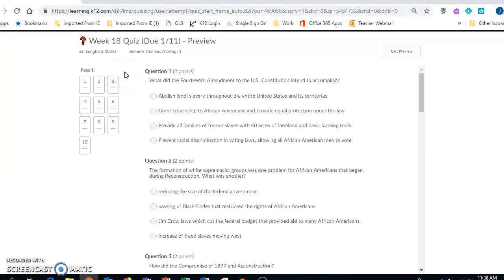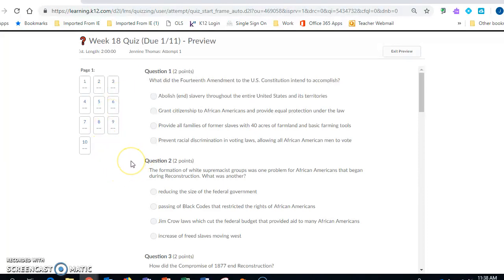Question 1. What did the 14th Amendment to the U.S. Constitution intend to accomplish? Abolish or end slavery throughout the entire United States and its territories, grant citizenship to African Americans and provide equal protection under the law, provide all families of former slaves with 40 acres of farmland and basic farming tools, prevent racial discrimination in voting laws, allowing all African American men to vote.